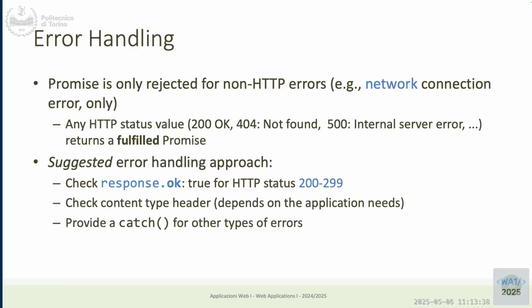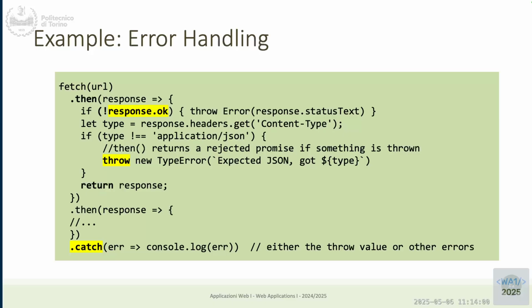Another case of errors is when the actual HTTP call goes through, but the server returns a wrong error code. So the server is actually involved, and it returns a bad code. In this case, the promise is fulfilled, it is not rejected, and we need to check it. So we always have two levels of checking to do.